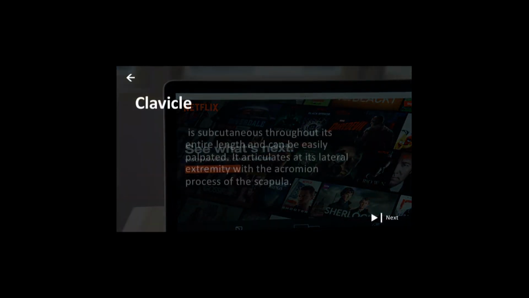Clavicle is subcutaneous throughout its entire length and can be easily palpated. It articulates at its lateral extremity with the acromion process of the scapula.